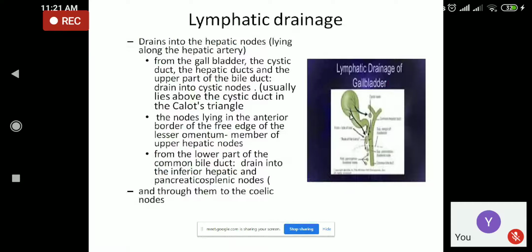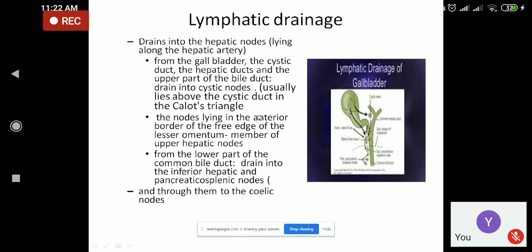Now, talking about the lymphatic drainage. It will drain into the hepatic nodes lying along the hepatic artery. From the gallbladder, cystic duct, hepatic duct, and upper part of the bile duct, it is drained into the cystic nodes. The cystic node lies above the cystic duct in the Calot's triangle, which we have studied. So in Calot's triangle, you can get the cystic lymph node also.